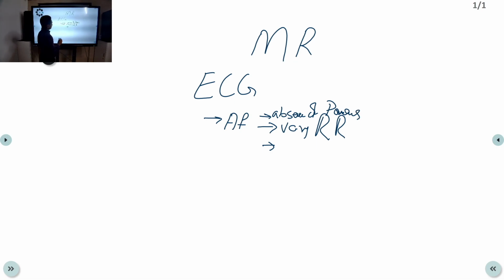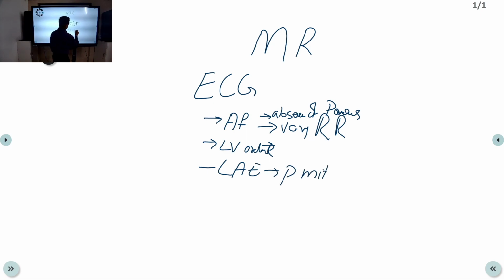Now, what else can you have? Left ventricular overload features can be there. Features of left atrial enlargement, that is, P mitral. This can be seen also in mitral stenosis. P mitral can be present.